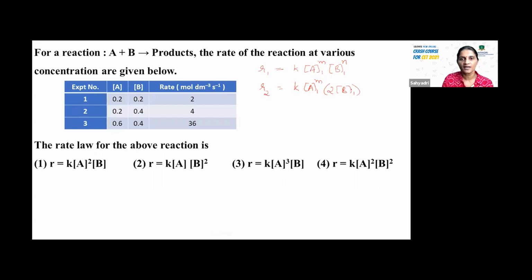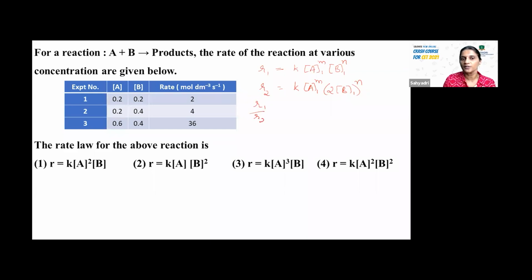Why I'm taking the general expression is because only the values are changing. Okay, now stop giving the answer. Listen to the explanation properly. All of you, stop doing the question. Now listen to the explanation properly. This is how you have to solve. Okay, N. Now you do like this.